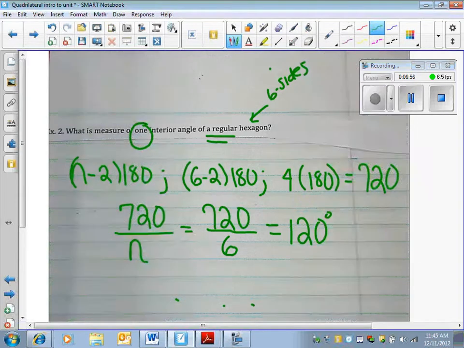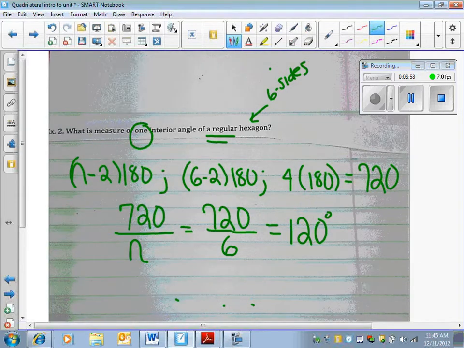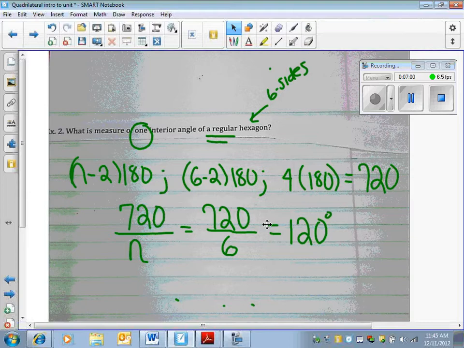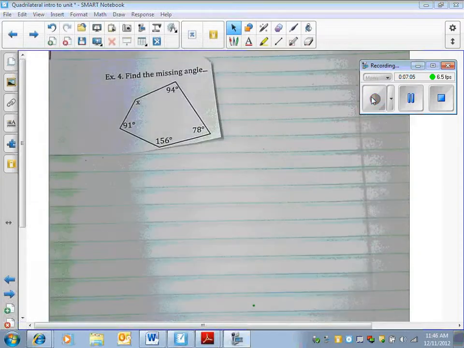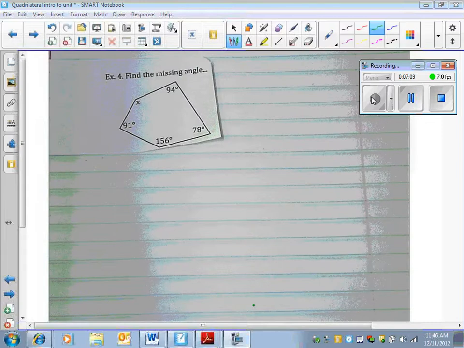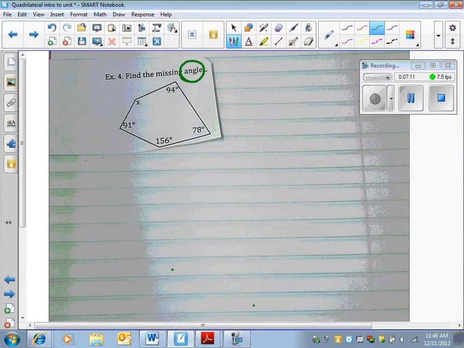And what we did was we used our problem solving skills. Make sure we understood the directions. And if we can do that, we can figure out lots of stuff. Let's keep practicing. Okay, this one says, find the missing angle.